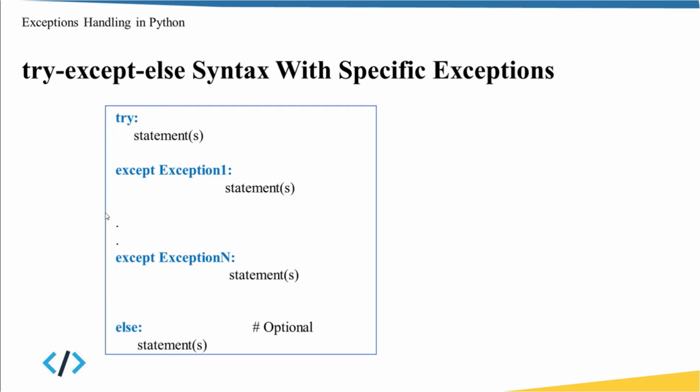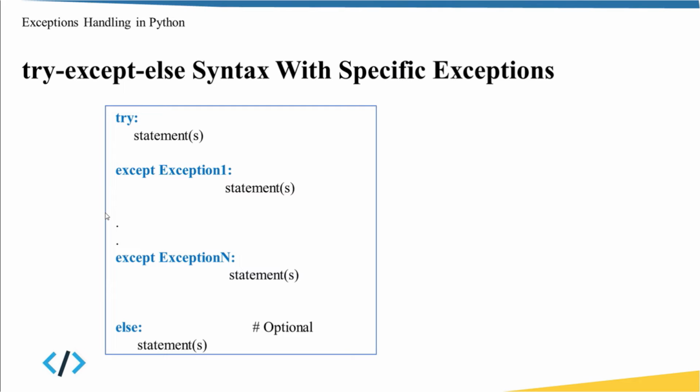Keep in mind, when I set the exception type here, the code here will be executed only if this type of exception happens within the try statement. And also else is optional, and don't forget, the block of code within else will be executed only if no exception happens in the block of code within try.